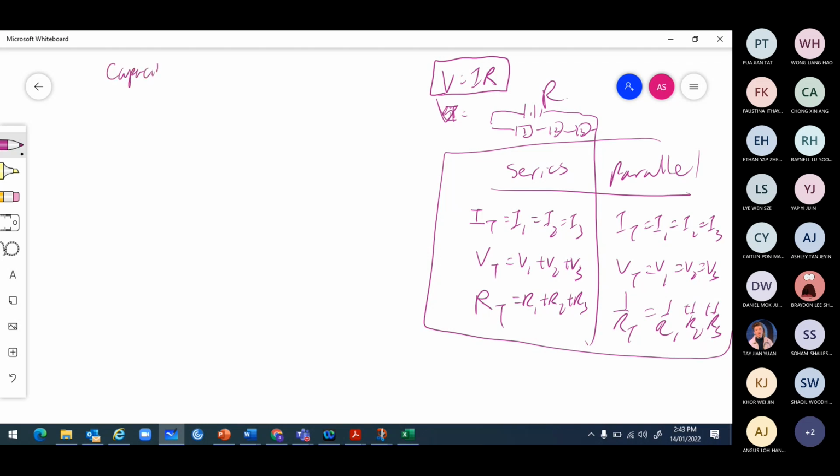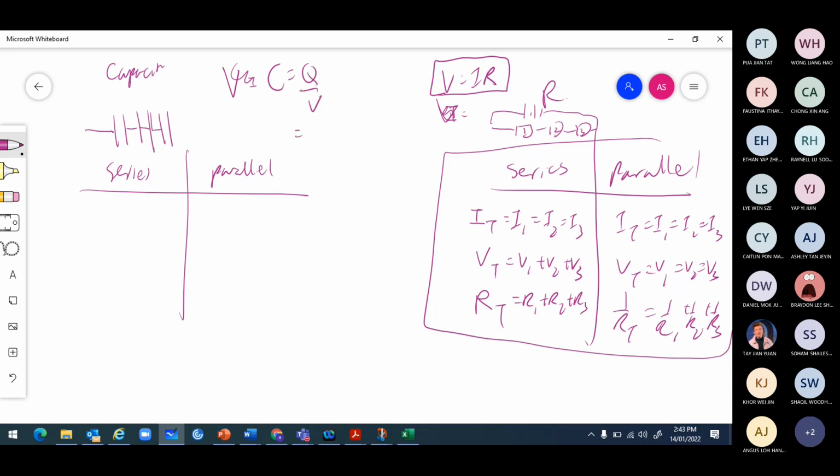When we come to capacitors in series and parallel, the equation we're going to link for capacitors is, actually, capacitance is Q over V. I make V the subject because I want to make it similar to resistance. V equals IR becomes V equals Q over C.